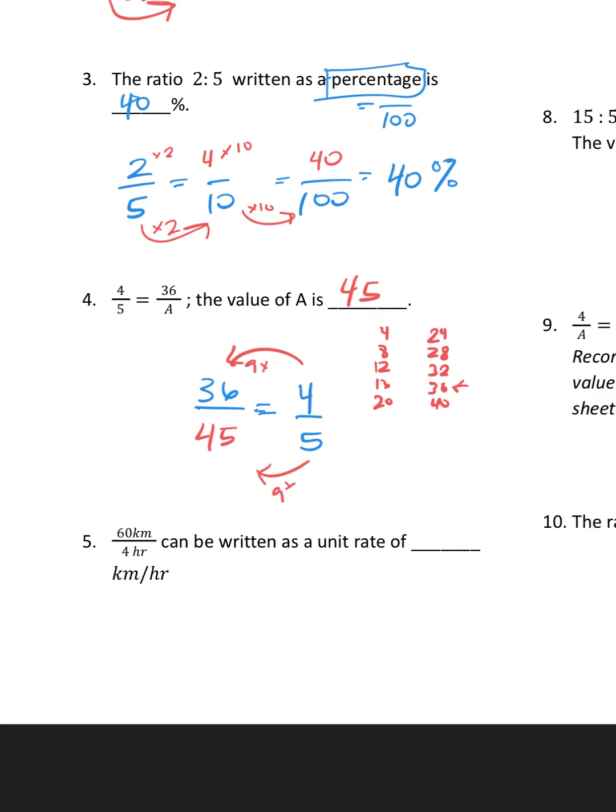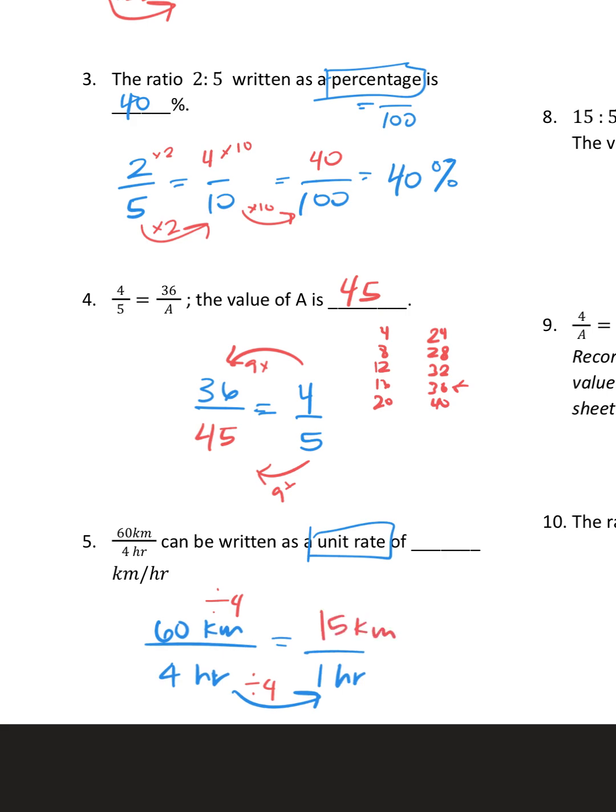In question 5, we see we've got 60 kilometers per 4 hours, which can be written as a unit rate. So a unit rate just means that we need to create that second term, or that denominator, equaling 1. So to go from 4 to 1, I'm going to divide by 4. Again, another way to think about unit rate is simply top divided by bottom. We're taking the numerator 60 and dividing it by the denominator of 4, leaving us with 15 kilometers per hour.